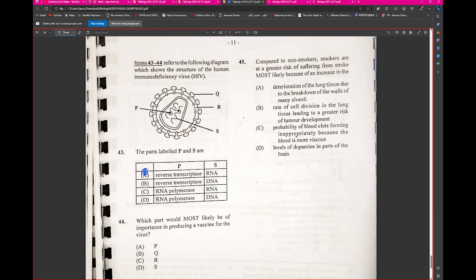We're taking the antigen, right? Or an antigen type of piece of it, so it would be Q. Because we are going to have the pieces of the membrane being presented by the antigen presenting cell. Compared to non-smokers, smokers are at a greater risk. Alright, we spoke about this. See the best answer. Alright, so that's 2019's paper 1.